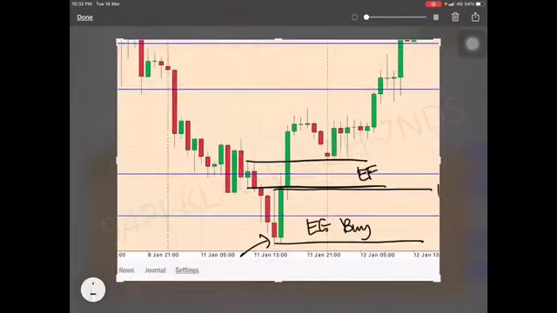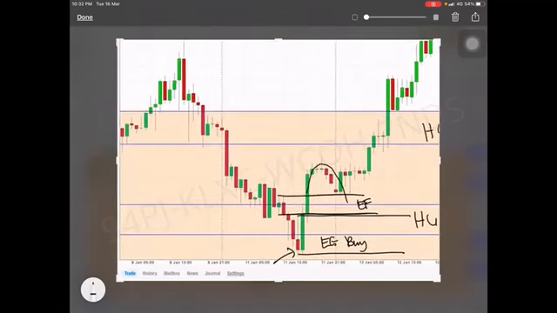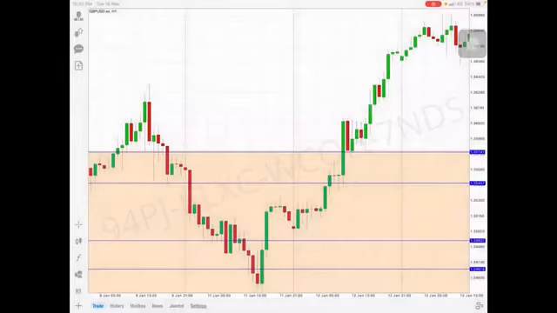Okay, so when the price comes back to this zone, what are you looking for? Are you looking for buy or sell? Buy. So this is where you entry. This is the zone for you to entry. So you can entry here. Okay. So that is the zone.